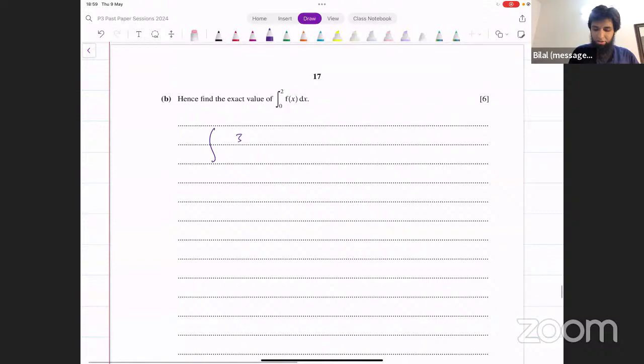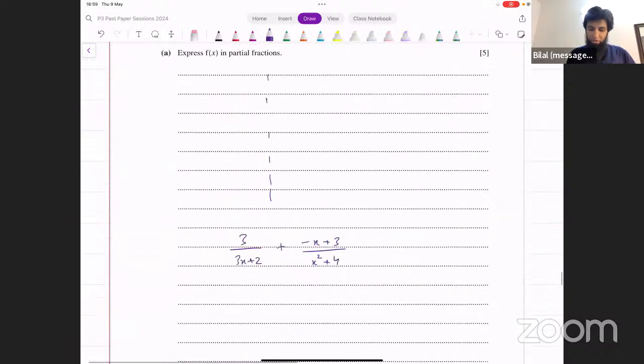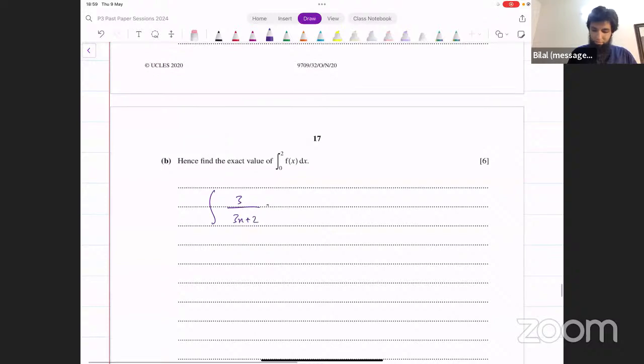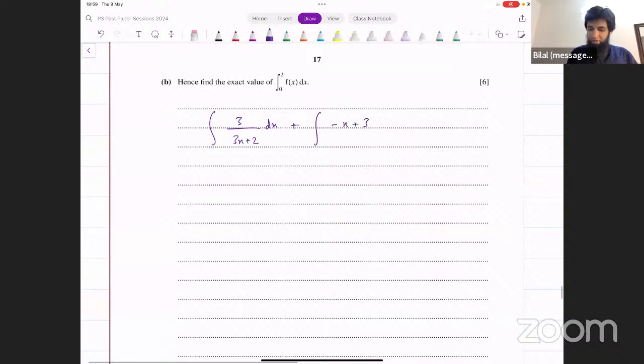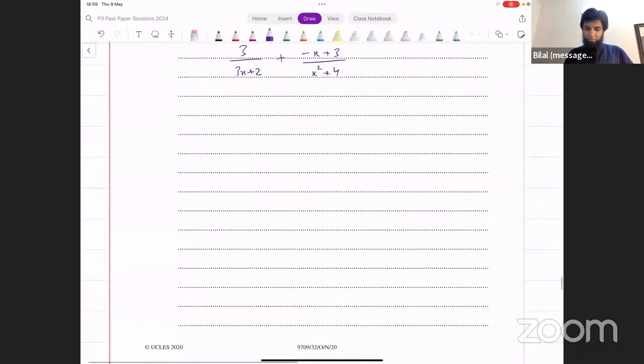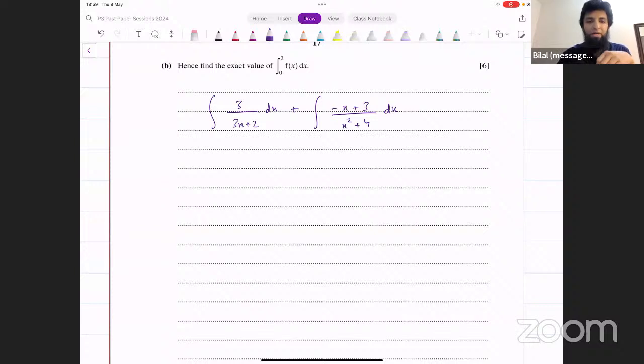Okay, how do you integrate this now? How do you integrate 3 over 3x plus 2, and minus x plus 3 divided by x squared plus 4? Limits are from 0 to 2. How do you integrate these fractions? The first one can be integrated using the ln rule, right? Derivative of denominator is 3. It's exactly that form. This just becomes ln of 3x plus 2.